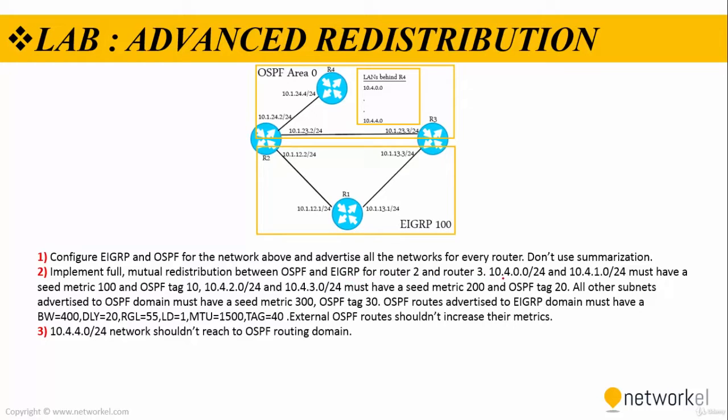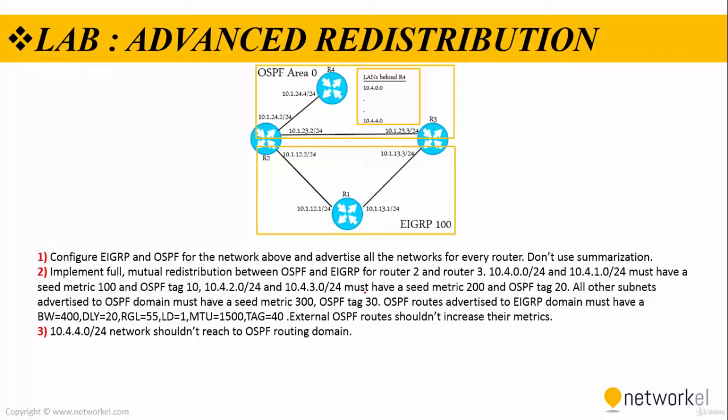10.4.0.0/24 and 10.4.1.3/24 must have a seed metric 100 and OSPF tag 10. 2.0 and 3.0 must have a seed metric of 200 and OSPF tag 20. And all other subnets advertised to OSPF domain must have a seed metric 300 and OSPF tag 30.